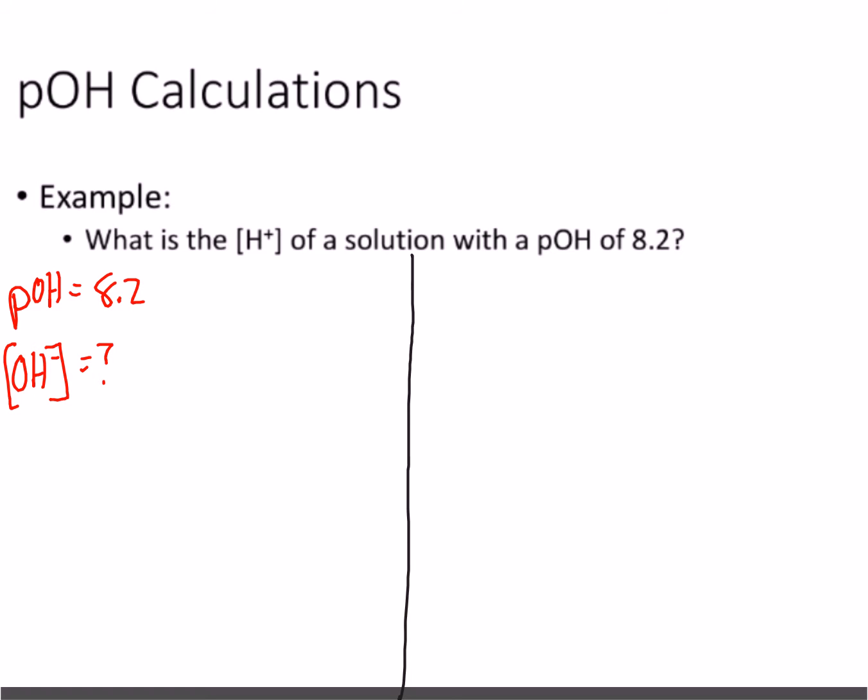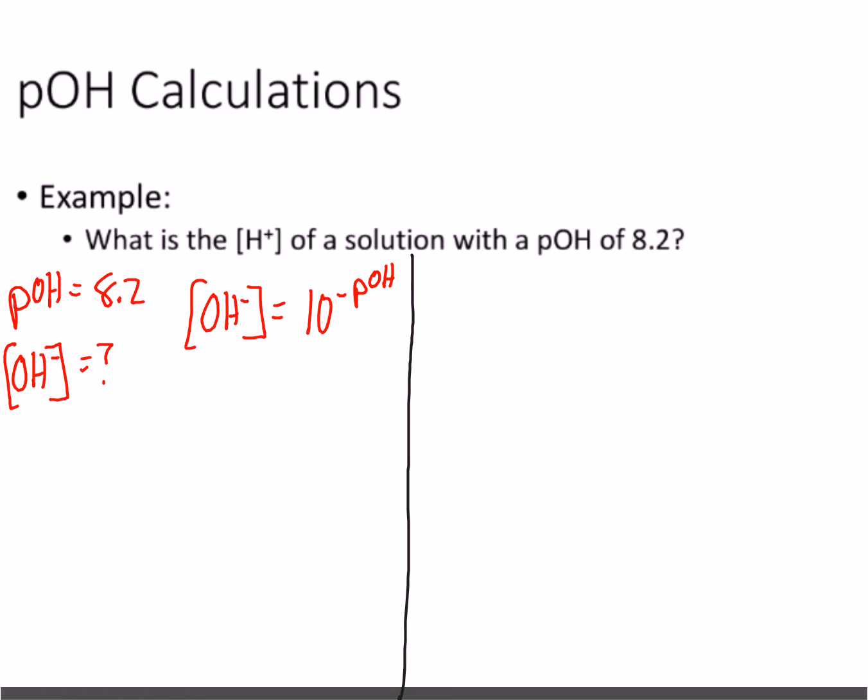That's my step 1. What formula will I use to go from pOH to hydroxide concentration? This is the formula I'm going to use first. So to go from pOH to hydroxide concentration, I've got to use my anti-log of the pOH.